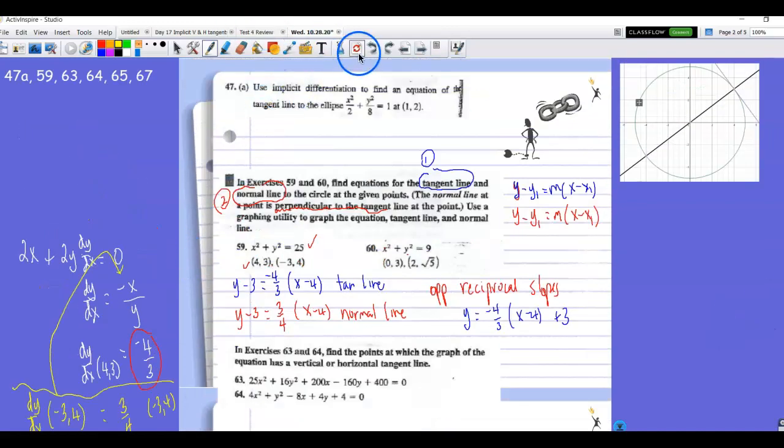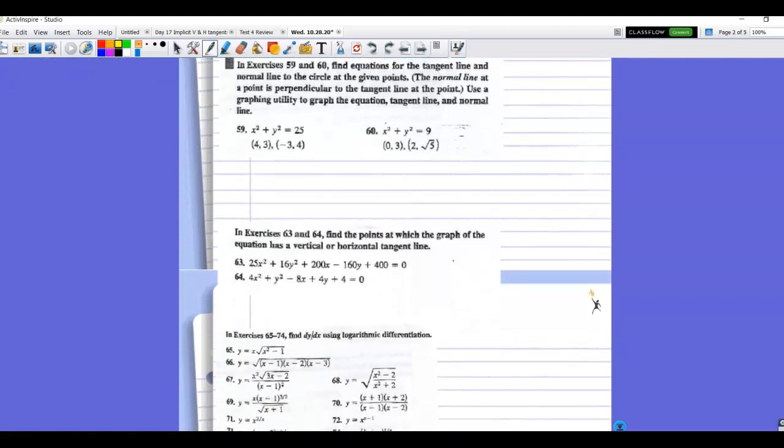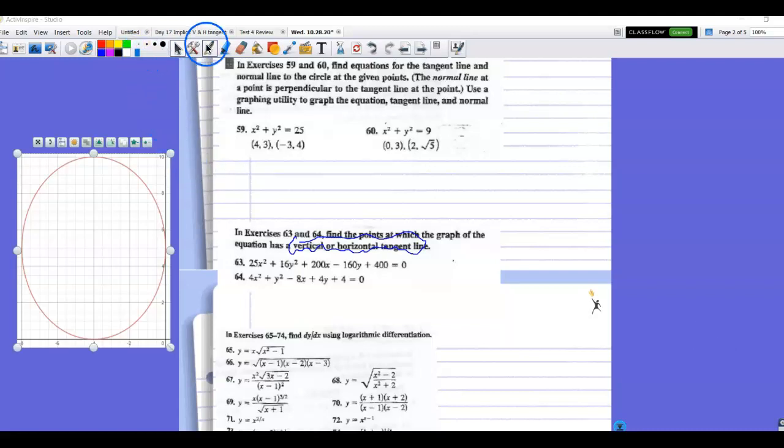So let's go back to the top, clear the screen, and the next item that I have selected is number 63. So in this case, we are finding the points at which the graph of the equation has vertical and horizontal tangent lines. So the goal here is vertical and horizontal tangent lines. So let's take a look at the graph of this thing just to visually see whether or not it is going to have vertical or horizontal tangent lines. If you look over here to the left, I have brought the graph of this ellipse in, and we're looking for vertical and horizontal tangents.